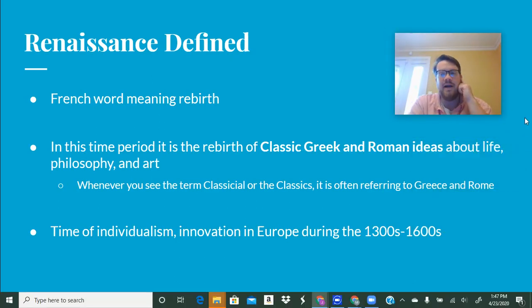You'll see this in another slide soon, but it is a French word meaning rebirth. And it is a time period where a rebirth of Greek and Roman ideas about life, philosophy, and art come back into fashion in Europe. They just weren't as studied before this time period. And now they become more into people's ideas, more into what people are writing about, what people are painting about. And this happens in Europe starting in about the 1300s.